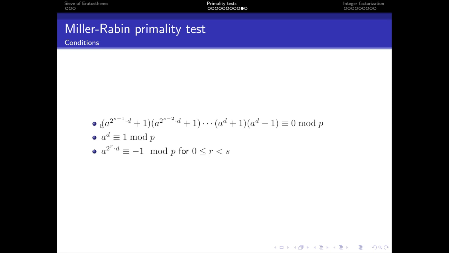So if p wasn't prime, and for some reason you would get a square root of 1 that's not -1 or 1, then you know that p is not a prime.